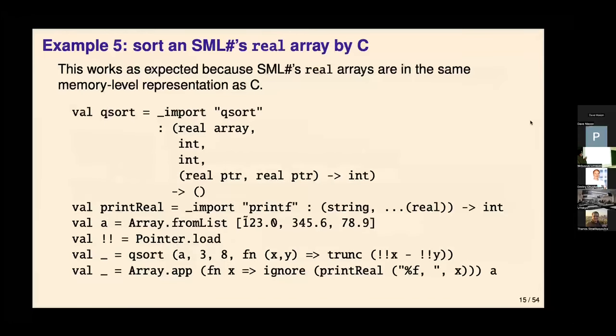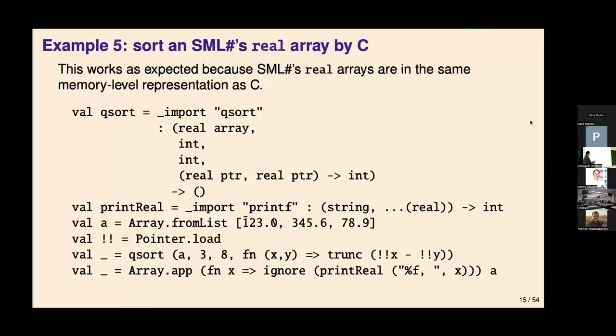The next example is sorting. Here is a type of floating point numbers and floating point number array by C function and qsort function, which is a part of the standard C function library.